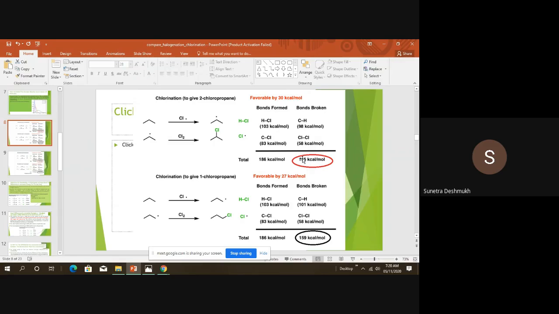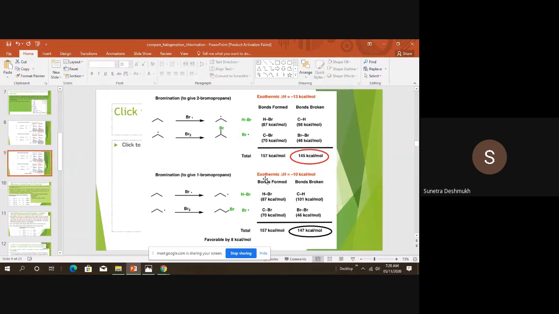So here if we observe the energy difference when bonds are breaking, the energy needed to break the bonds is 156 kilocalorie per mole for secondary halide formation, and 159 kilocalorie per mole for primary halide formation. And the same thing we have observed in the case of the bromination reaction. For secondary bromide formation, the energy needed to break the bond is 145 kilocalorie per mole, and for primary halide formation, it needs 147 kilocalorie per mole.